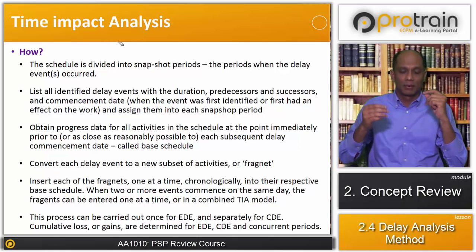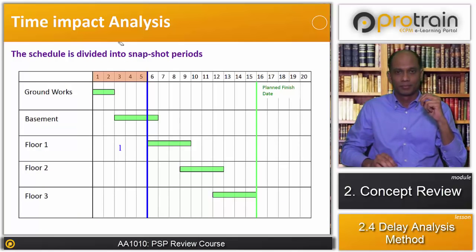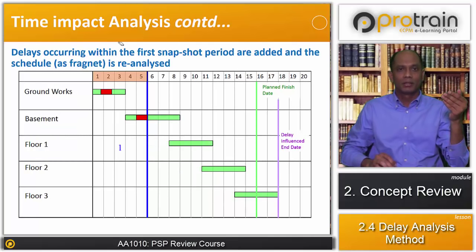Now let's take a graphical example to understand that. So here is the time impact analysis. What we are going to do is divide the schedule into snapshot periods. This is snapshot period 1.